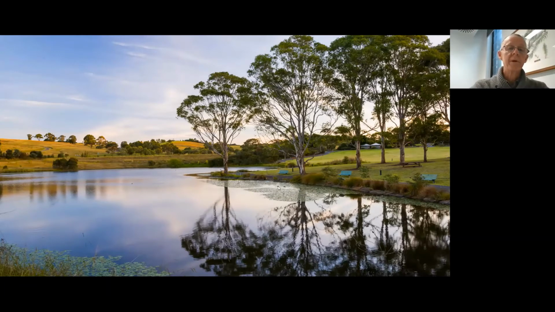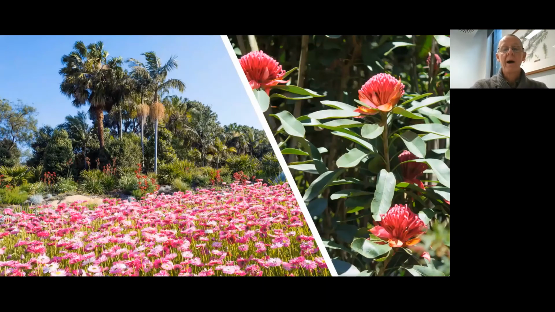So, the typical sorts of plantings that you might see, some of the iconic species like waratahs, paper daisy displays, and a broad range of plantings at that site.